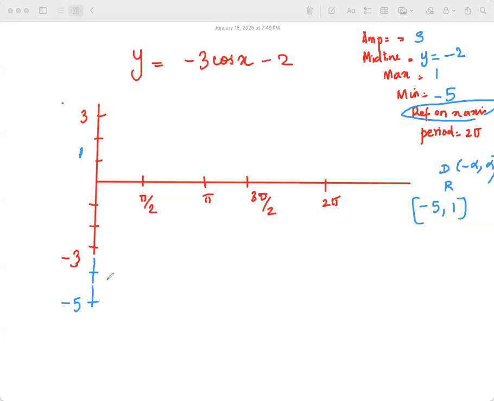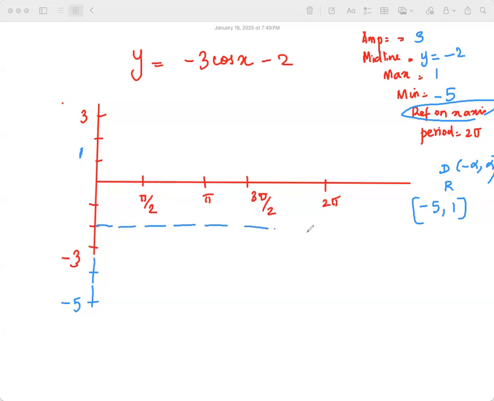I don't know how to plot it on the Zoom. No problem. You can plot it on the paper and show it to me. Okay. So now the midline is y equal to -2.